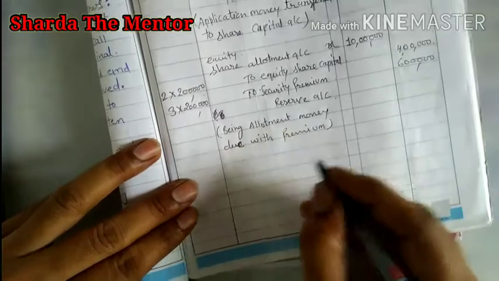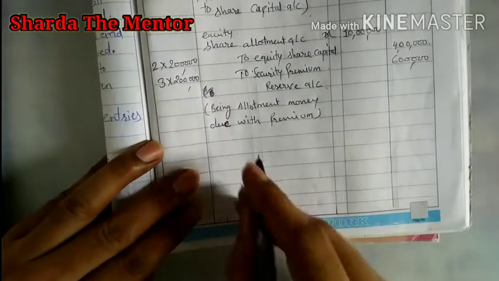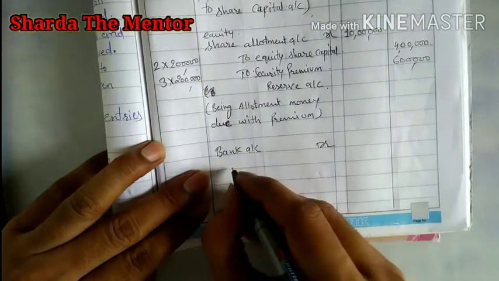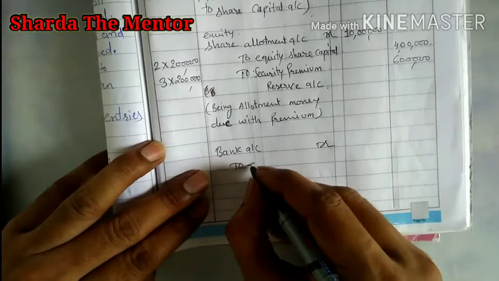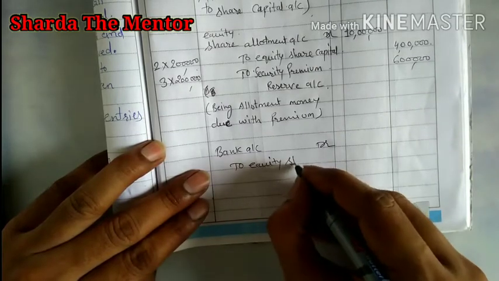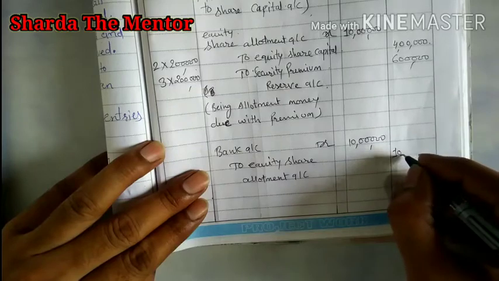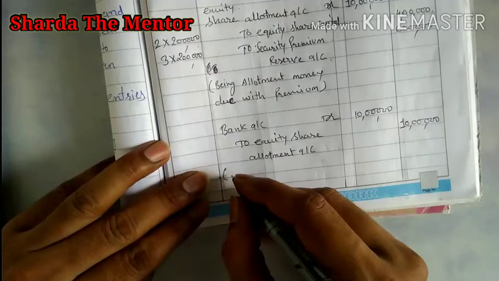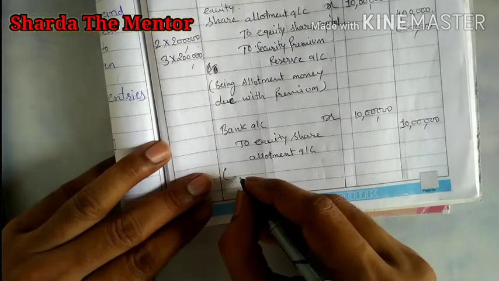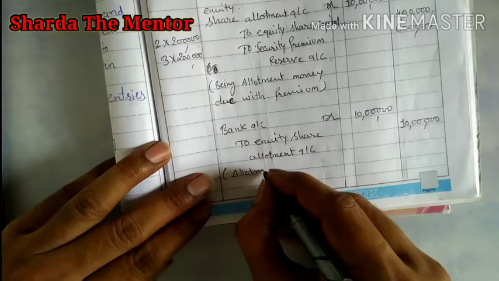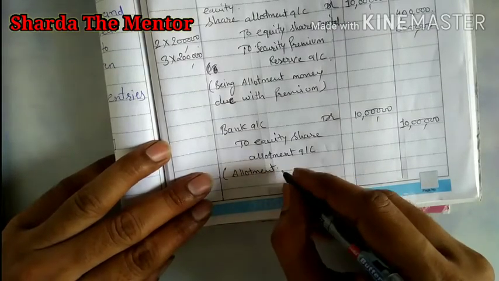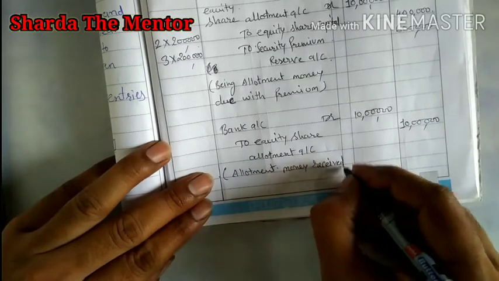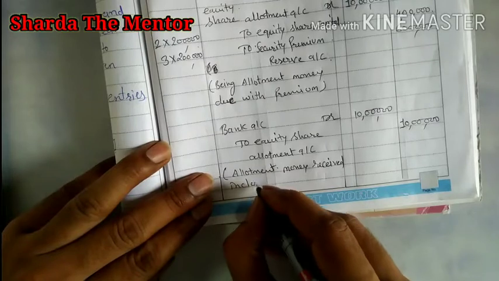Next entry: it is mentioned in the question that the amount was received, so bank account debit to equity share allotment account. Whatever we called, that amount is paid by the public. So that is 10 lakh rupees we received. Narration: being allotment money received including premium.